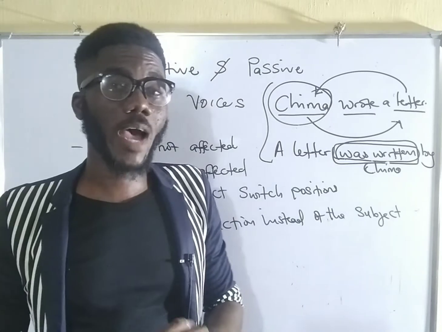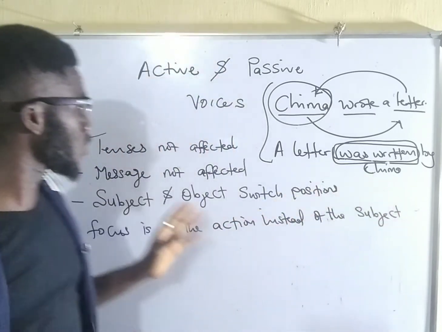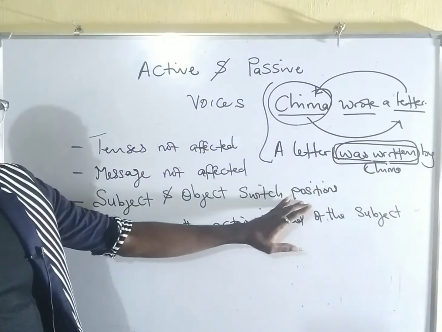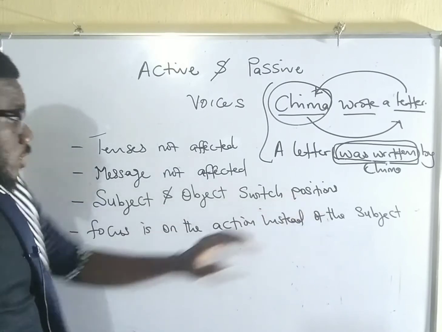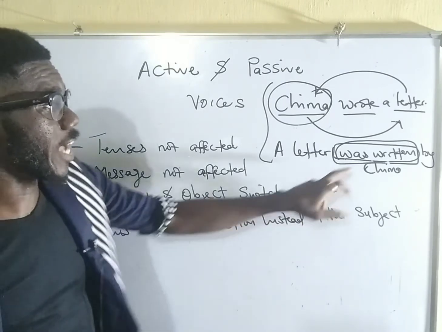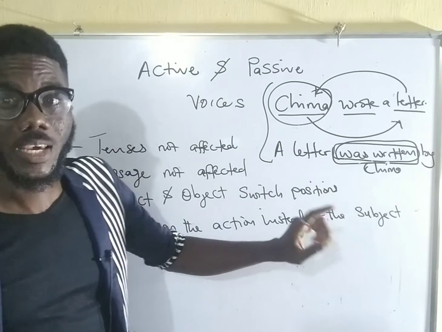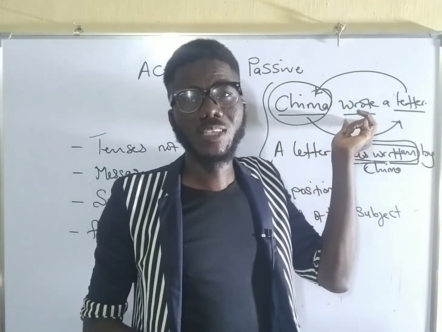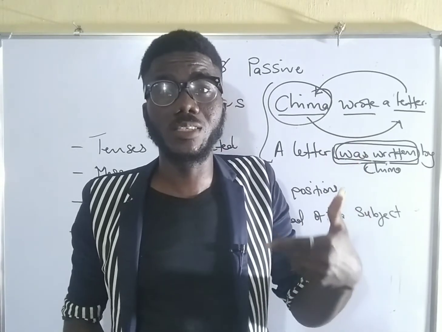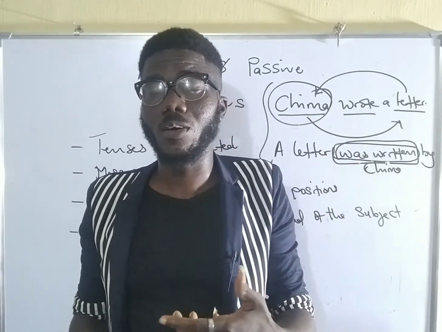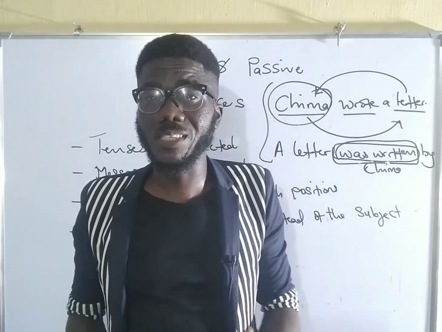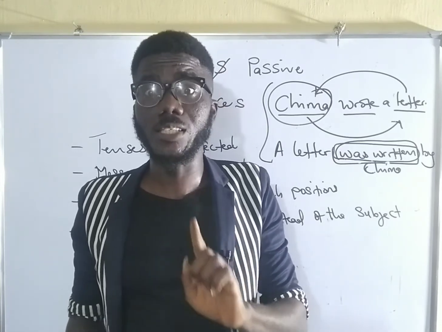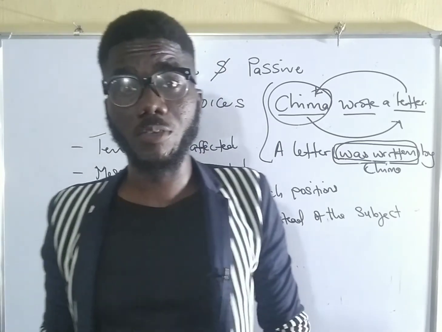Now, when you change from active voice to passive voice, take note, the subject and the object will switch positions. The focus is now on the action instead of on the subject. And again, the verb is normally affected. The verb normally takes the shape of the participle form of verbs. Yet the information will not be affected.